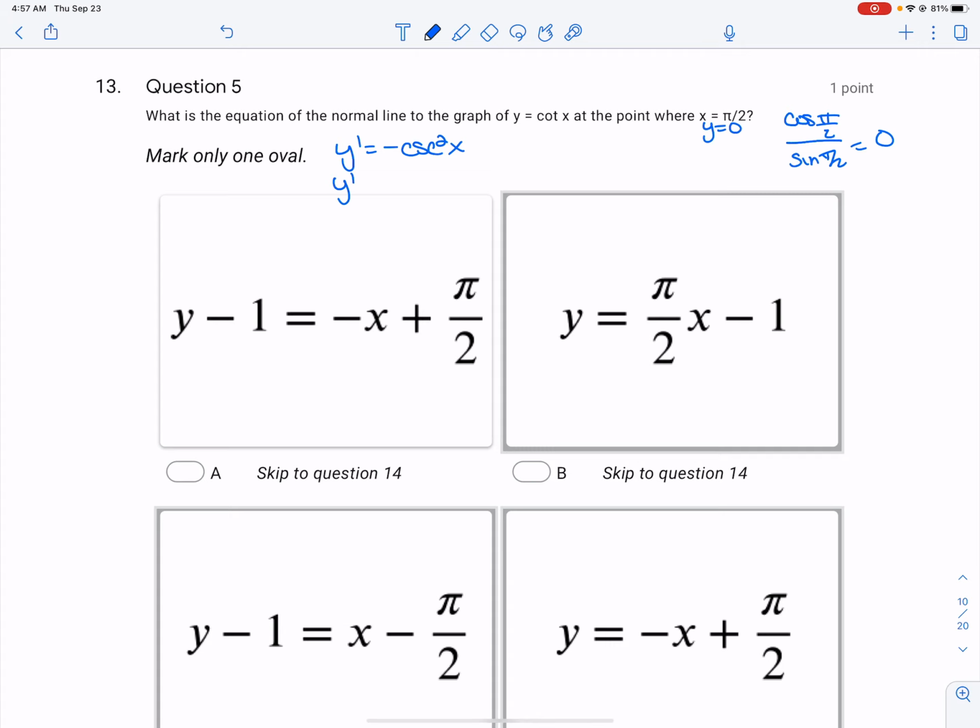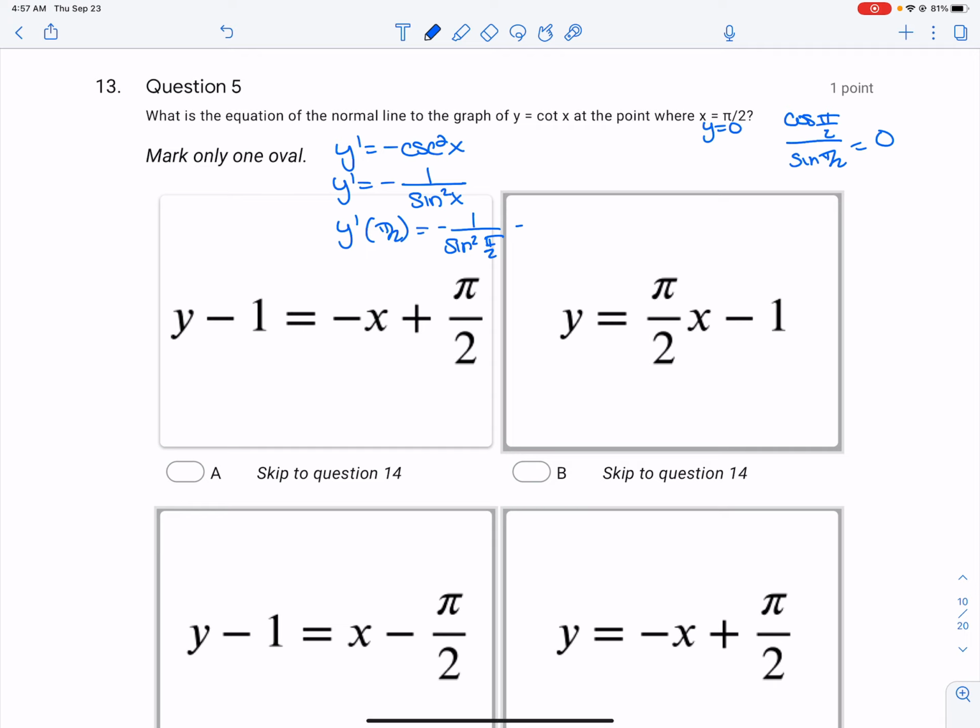Okay, so y prime is negative 1 over sine squared x. So then I want y prime at pi over 2. So I get negative 1 over the sine squared of pi over 2.